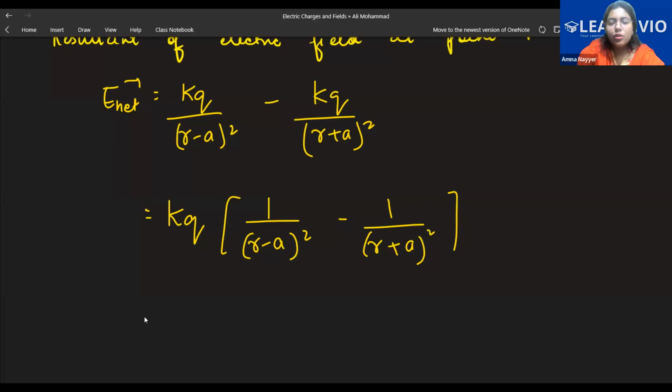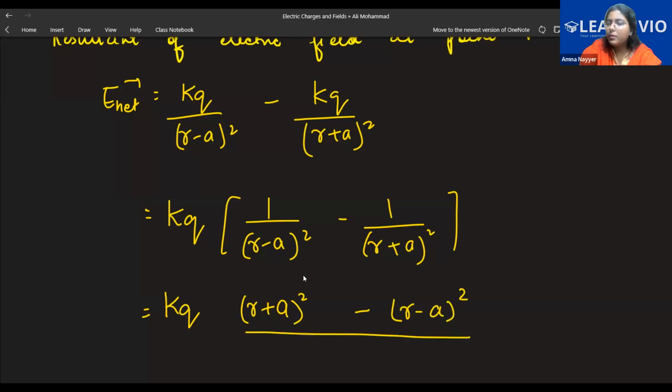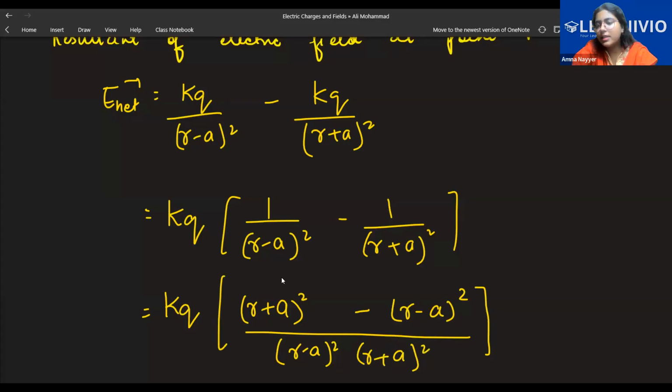Okay, so now solving this is our task. KQ I am keeping here. Now let's cross multiply it. This will become R plus A whole square minus R minus A whole square, divided by, we will multiply these two, R minus A whole square into R plus A whole square.